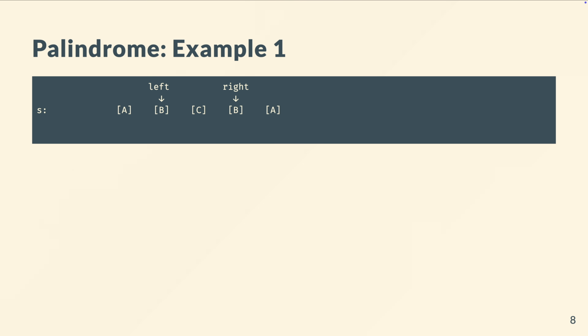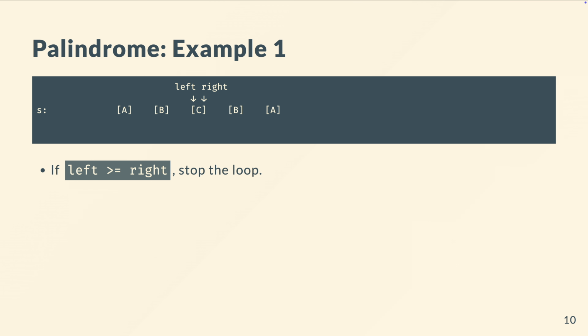Now left points to B, and right also points to B. The two characters are the same, so this is another match. Let's keep going and move the pointers again. Now both pointers reach the middle. They point to the middle character, C.